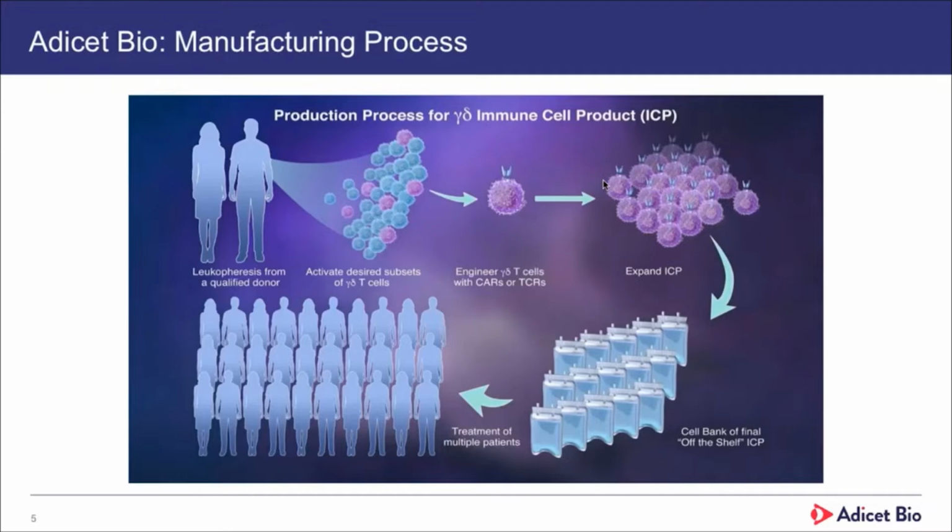Where Assay comes in is we actually have a process that starts with a normal healthy donor. And from this normal healthy donor, we can activate specific subsets of gamma delta T cells, engineer them to express CARs or TCRs, expand them to the point where we can actually create multiple doses from one incoming leukapheresis. Now, of course, as this is a cell therapy product, flow cytometry plays a role in a lot of different aspects of the manufacturing process.